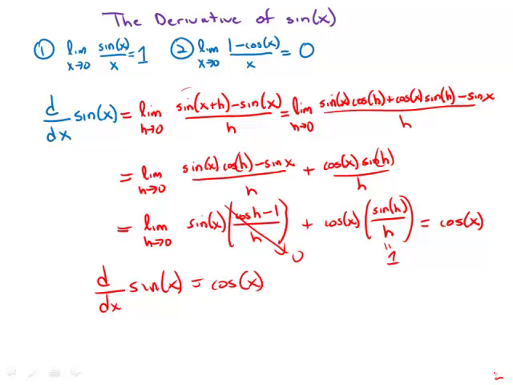And if you look at the graph and you look at the slope of the sine graph, you can very readily convince yourself that the slope of the sine graph equals the cosine graph. This is an enormously important formula.